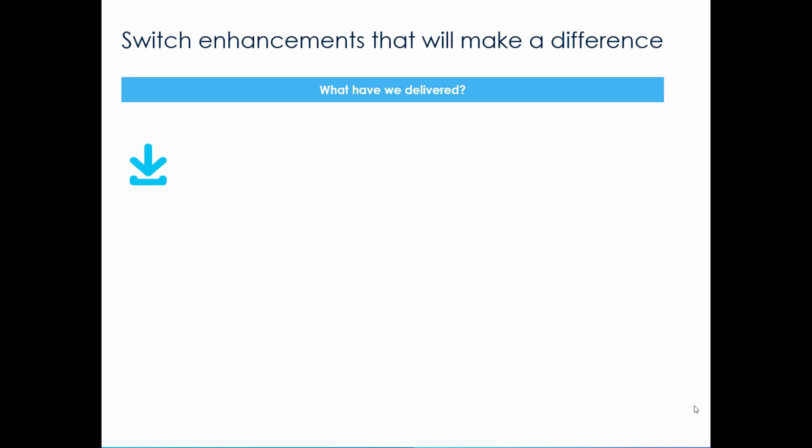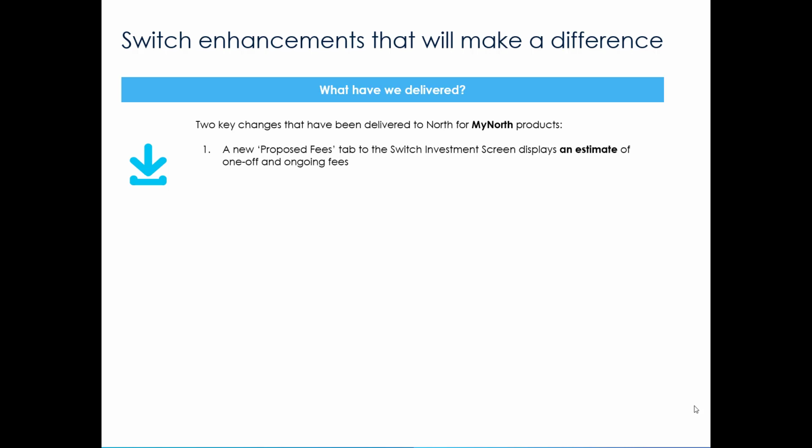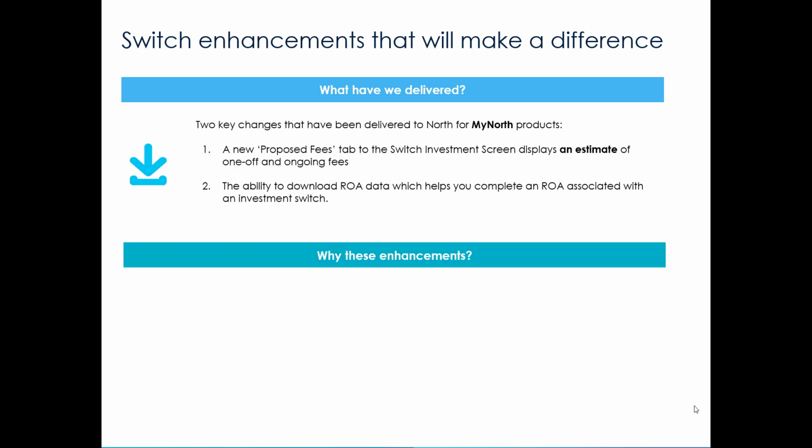So I'd like to introduce you to the improvements to North in two key areas that we have delivered, each of which I'll take you through comprehensively today. The first is the new proposed fee tab to the Switch Investment screen, which displays an estimate of one-off and ongoing fees. And the second is the availability to download an ROA data, which helps you complete an ROA associated with an investment switch.